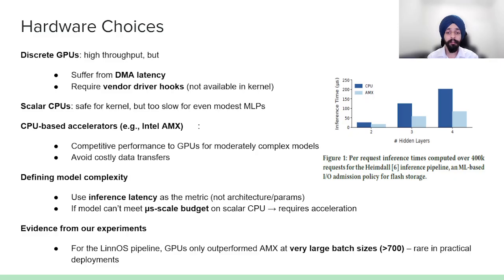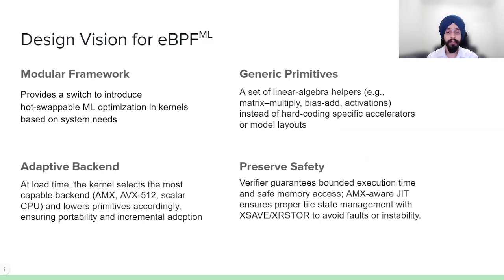If a model can't meet the latency budgets on a scalar CPU, it requires acceleration. Our experiments with workloads like Linux show that GPUs only outperform AMX at large batch sizes, a scenario rare in production. For most real deployments, AMX achieves 1.5 to 2.5x lower inference time than CPU and outperforms GPUs at practical batch sizes. Let me now walk through our design vision.